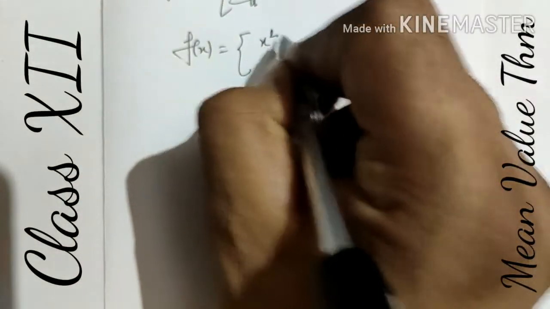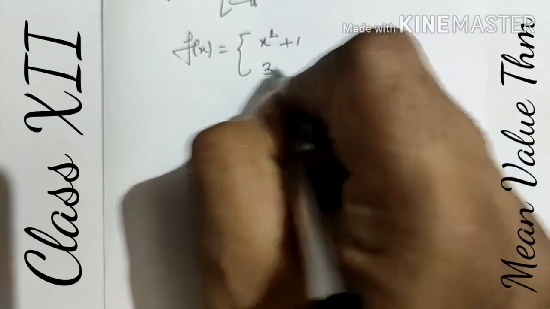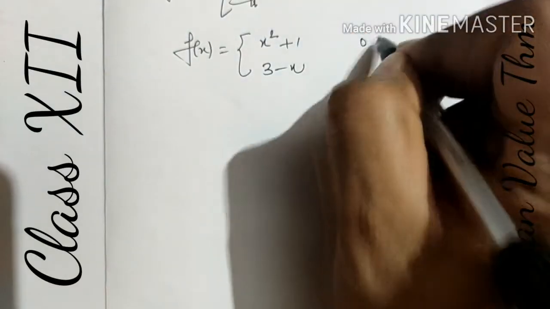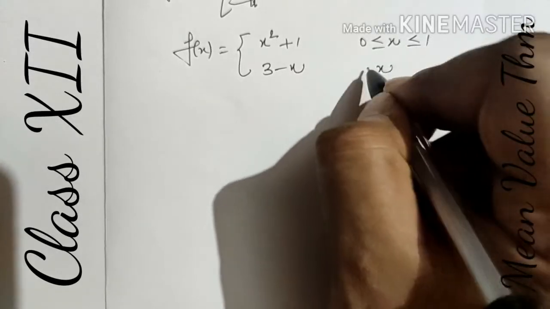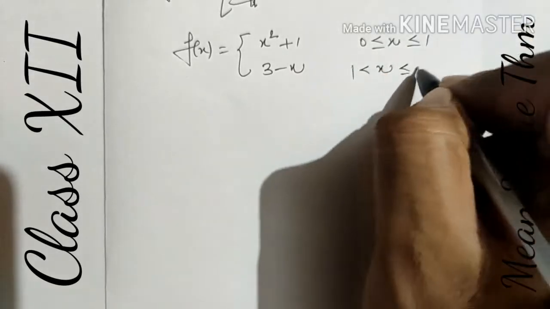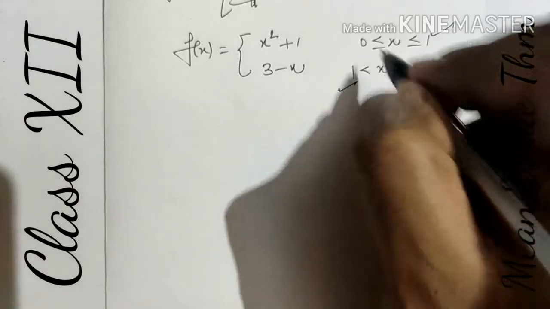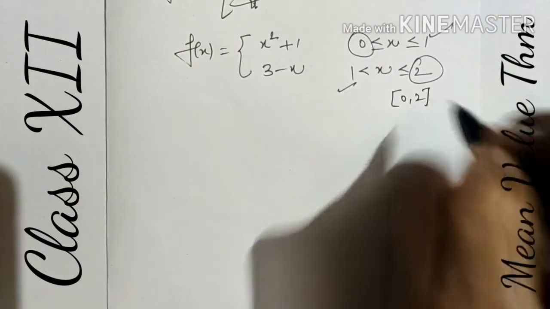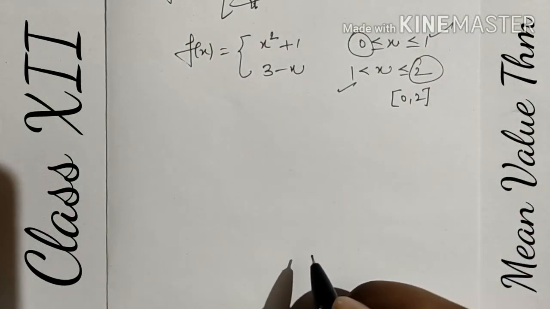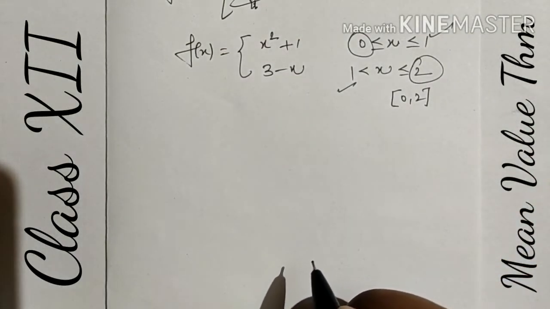Now we are taking another example where function contains two functions: where x is greater than or equal to 0, less than or equal to 1, and second case x is more than 1, less than or equal to 2. Here common point is 1, but interval limit from 0 to 2. Here we have to check first whether it is continuous or not.